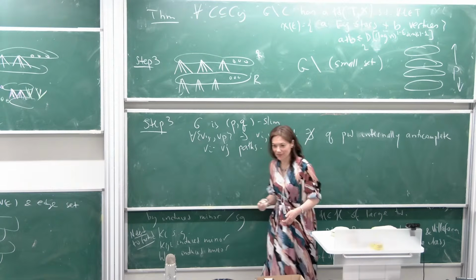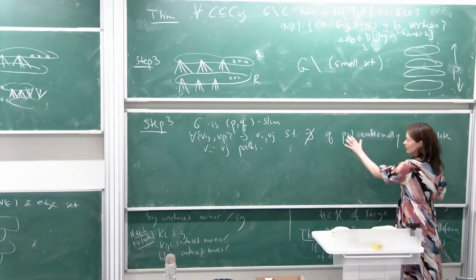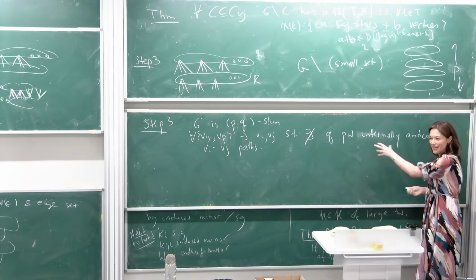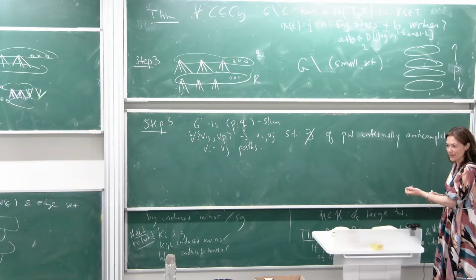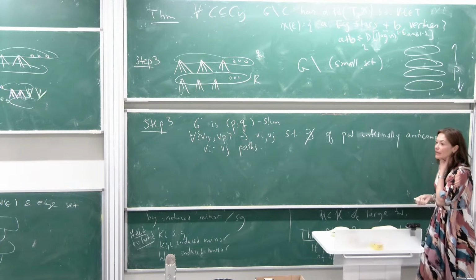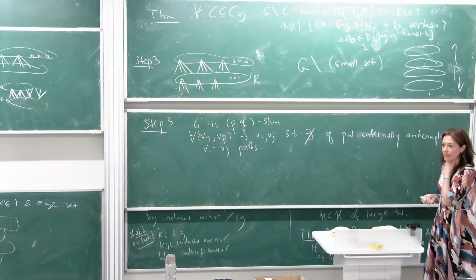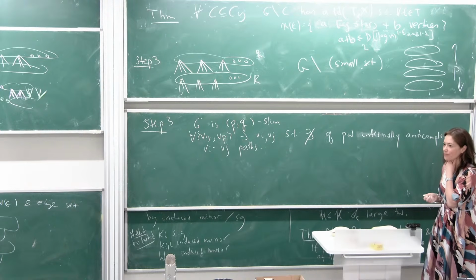I give you lots of vertices, then there's one pair which is poor in some sense. It doesn't have Q paths, Q anticomplete paths. What does anticomplete paths mean? Anticomplete means no edges between. Disjoint and no edges. Induced.